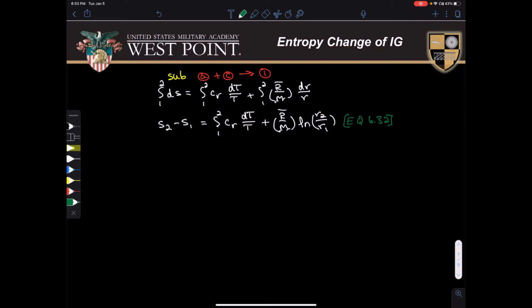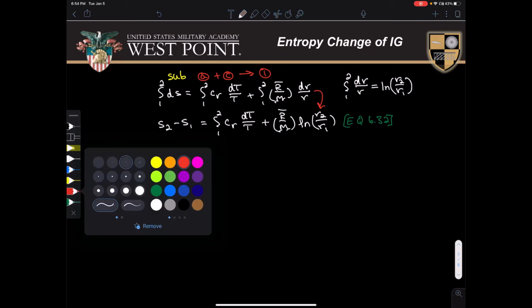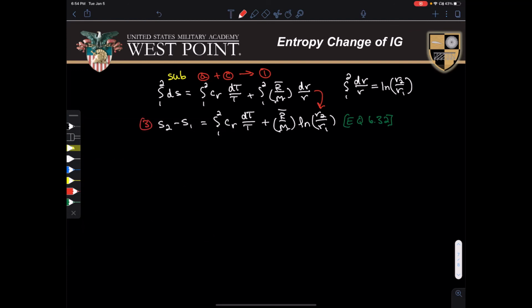And remember, we went from this step to here, applying our knowledge that this integral from 1 to 2 of the differential change of specific volume divided by specific volume, in this case, is equal to the natural log of the specific volume at state 2 over the specific volume at state 1. Okay? And finally, we're going to say this is equation 3.